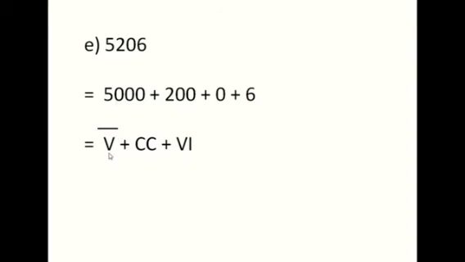Here 5000 is V with a bar on the top. For 200, C and C. For 0, we cannot write any symbol in the Roman numeral. For 6, it is VI. Now we will write all together. So here V bar CCVI is representing 5206.